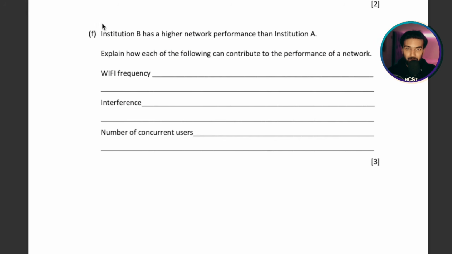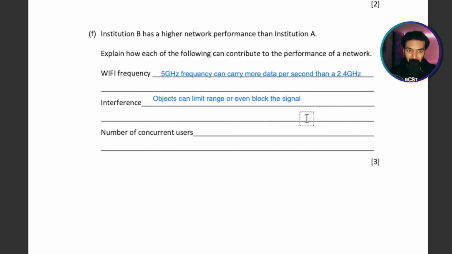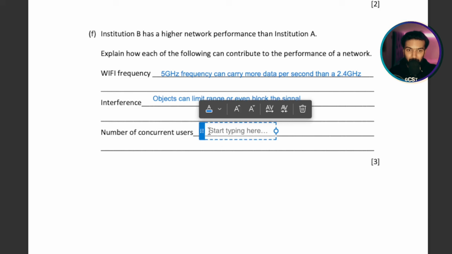Alright, F, institution B has a higher network performance than institution A. Explain how each of these following can contribute to the performance of a network. So Wi-Fi frequency, so there's two types. 5 GHz and 2.4. So 5 GHz can carry more data, but it does not have enough range. So 5 GHz frequency can carry more data per second than 2.4. That can also contribute. Objects can also interfere and block the signal, and the number of users.